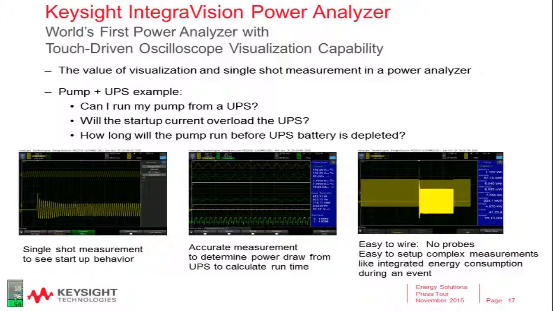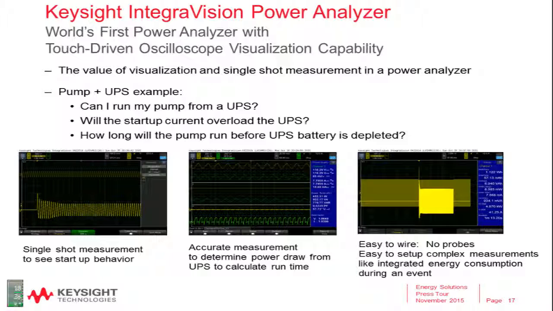So with the IntegraVision Power Analyzer, with oscilloscope visualization capability, we can very quickly and very easily answer these three questions. So the first question is, will the startup current overload the UPS? Well, this is a screenshot from the IntegraVision Power Analyzer, like you see over there. The top waveform is the AC voltage. The bottom waveform is the AC current going into the pump.